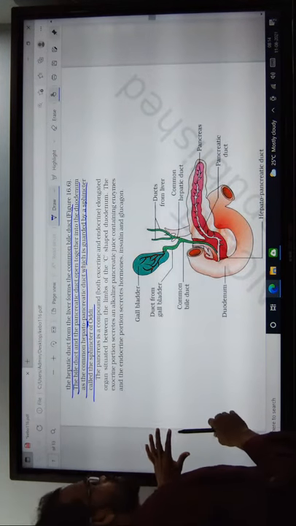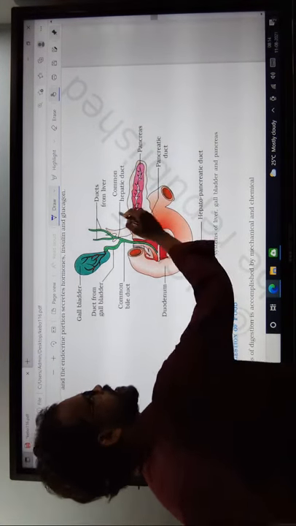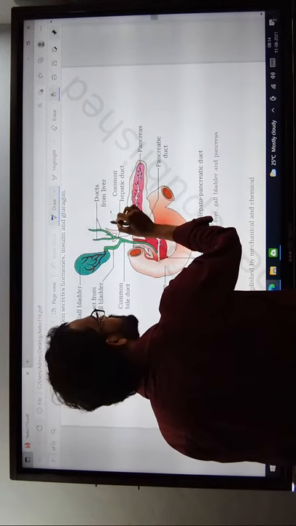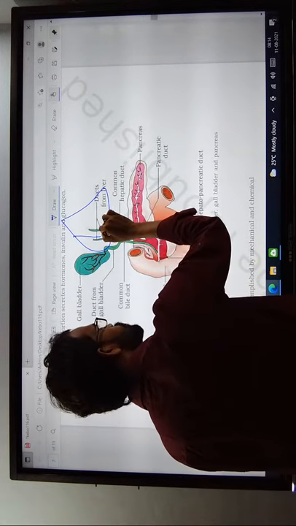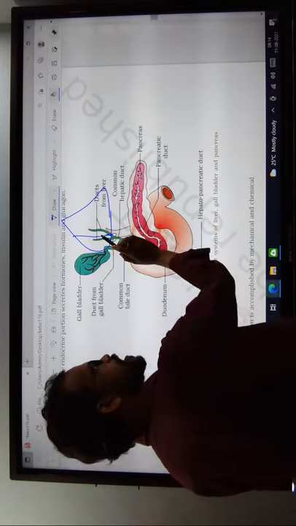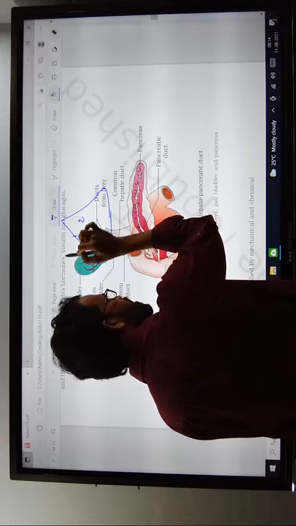Coming to the next one, see here. This is the hepatic duct. This is the liver, and it consists of two lobes. One duct originates from one lobe, and the second duct originates from the second lobe.